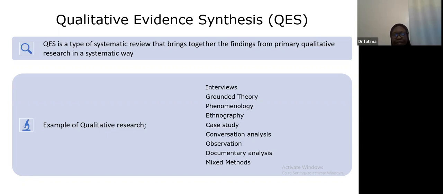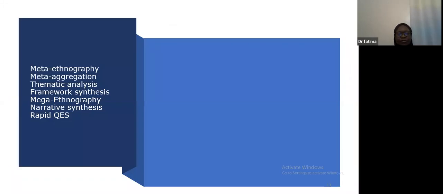Then ethnography is the study of cultures, case study, conversation analysis, even observations, documentary analysis. Blog posts and online posts all fall under documentary analysis, and mixed method studies. These are studies that can be included in qualitative evidence synthesis. So some of the methods used in qualitative evidence synthesis include meta-ethnography, meta-aggregation, thematic analysis, framework synthesis, mega-ethnography. Okay, mega is aggregation of meta, so it's broader than meta-ethnography. Then narrative synthesis, and rapid qualitative evidence synthesis. These are all subtypes of qualitative evidence synthesis because they are all analysis of primary qualitative research.